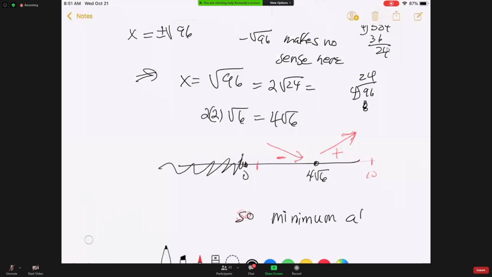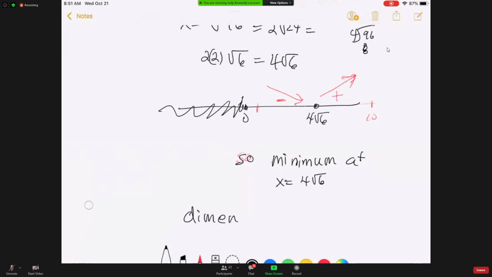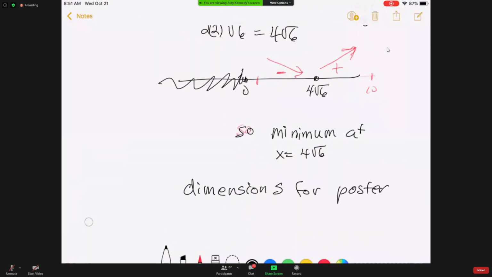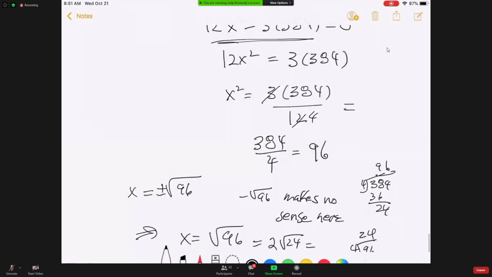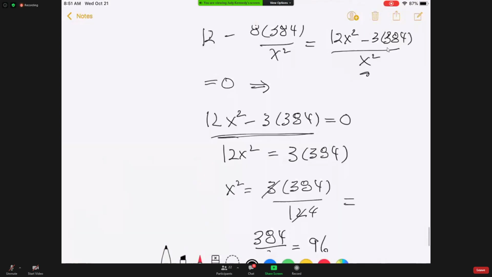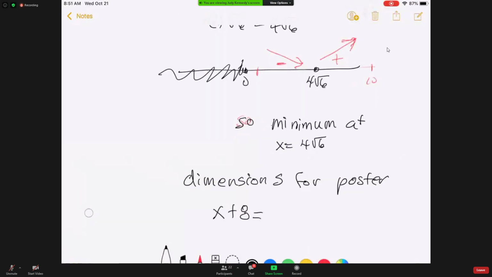Minimum at X, not R, X. X equal to 4 times the square root of 6. So the dimensions for the poster. Okay, well, X, remember, was the width of the printed area. X plus 8 is the width of the poster itself. So it's 8 plus 4 times the square root of 6.